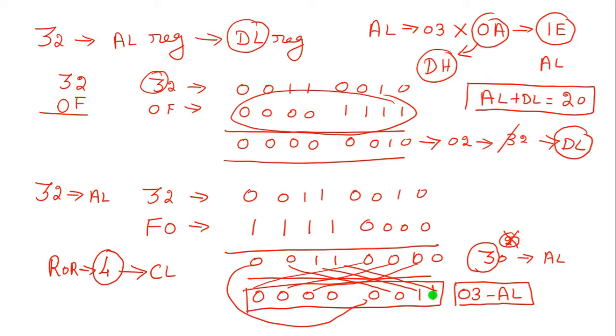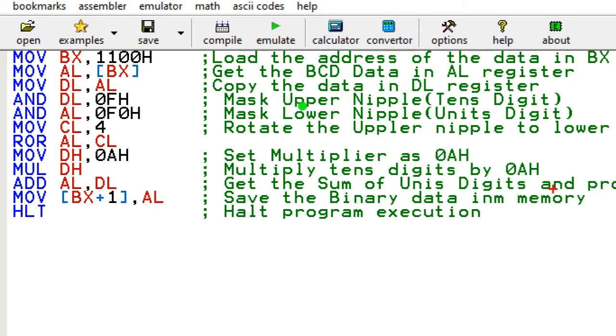Now I am going to explain this concept by using the 8086 simulator. Where is our program? This is our program. What is the first step of this program? The first step is to load the address of the data in the BX register. This BX register stores the address of the memory location where our input data, our BCD data, is available.